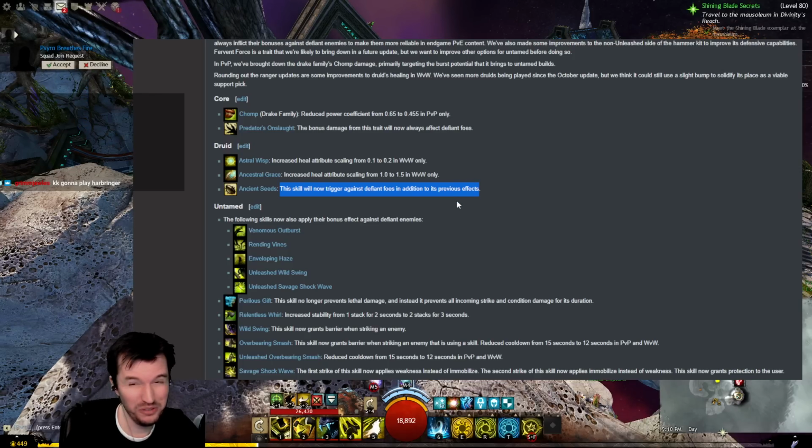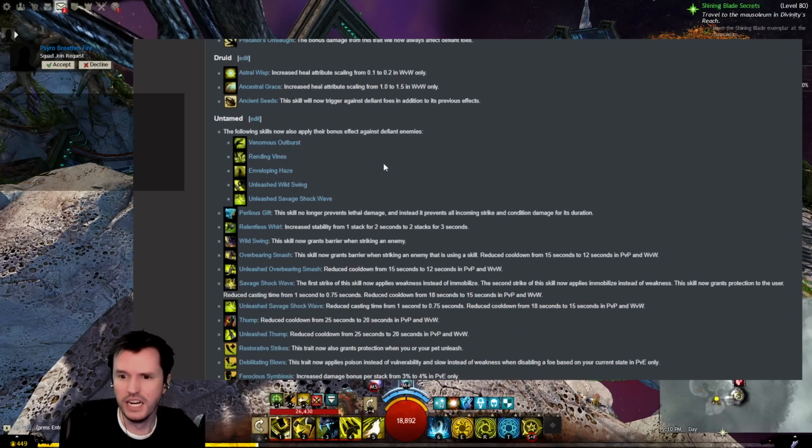I don't know that that's really going to matter. So Ancient Seeds, if you're full Condi and someone stands in the root the entire time, it does 10k bleeding. However, if you wanted to be a condition damage ranger on a raid boss, you're probably not going to play Druid. But, okay, it's interesting, I guess.